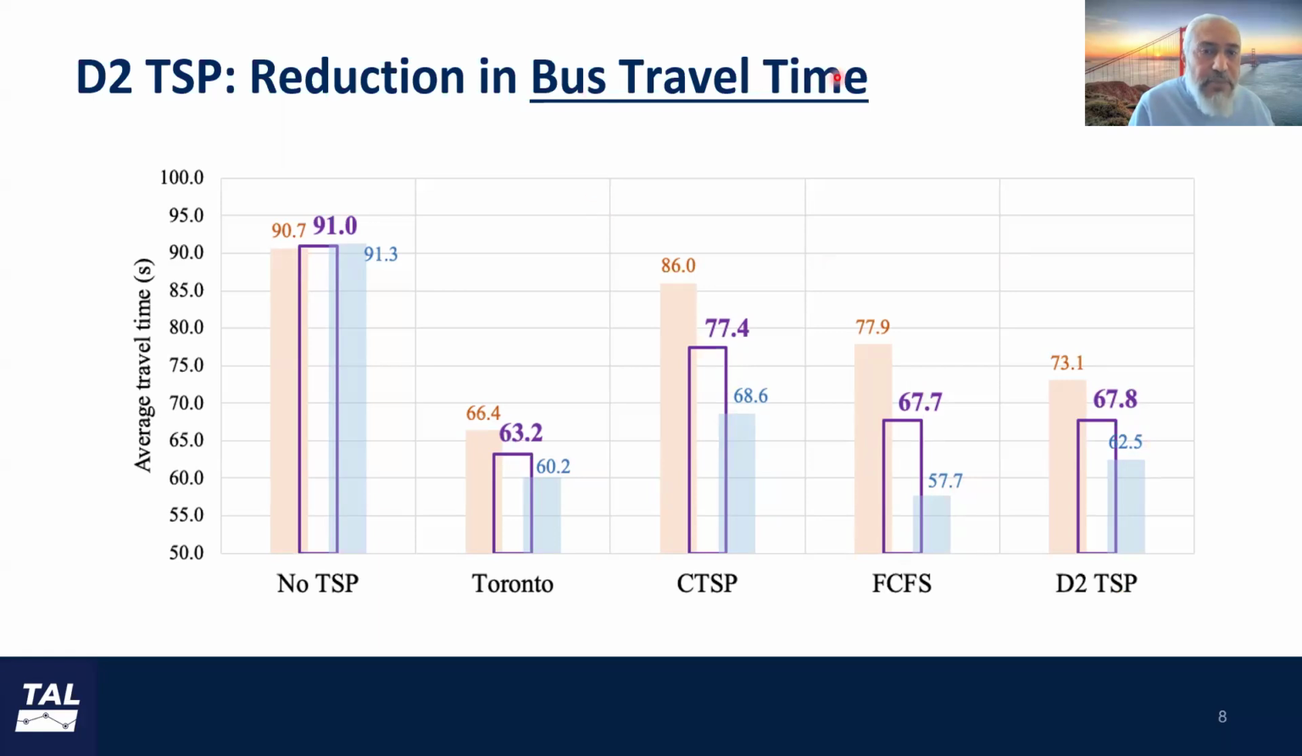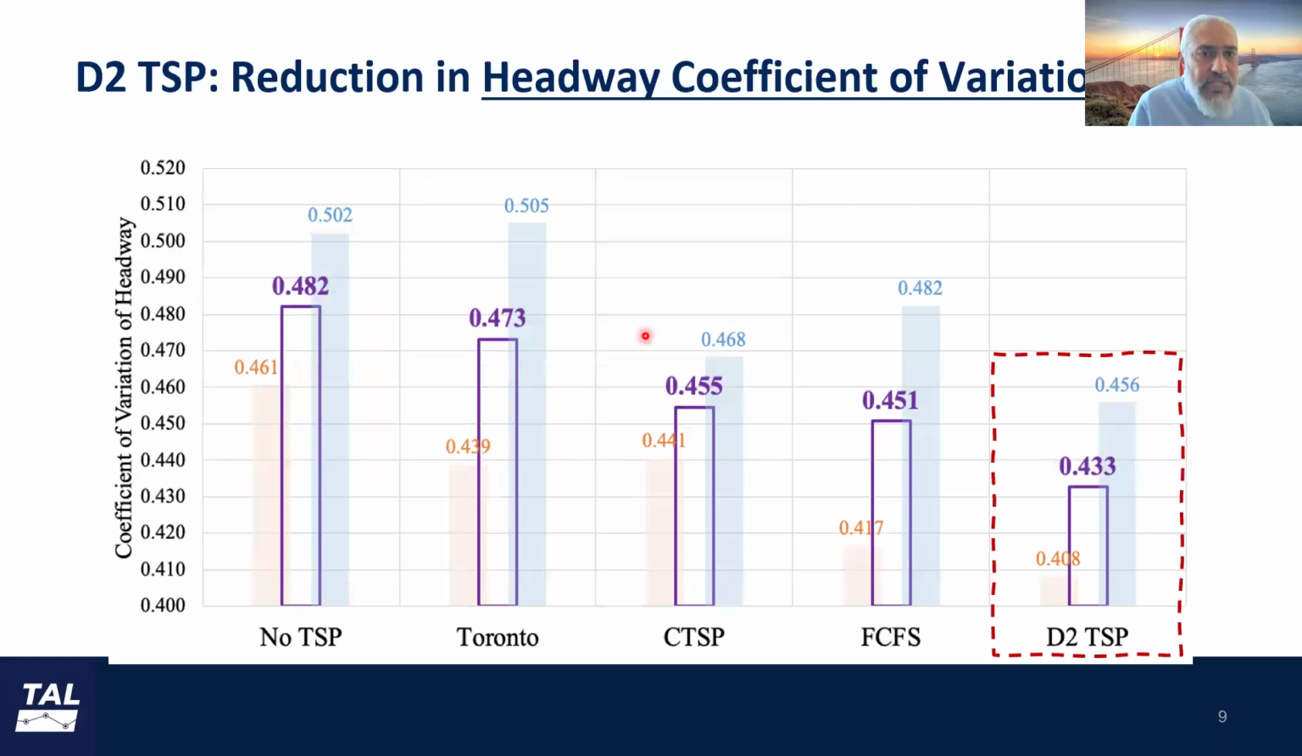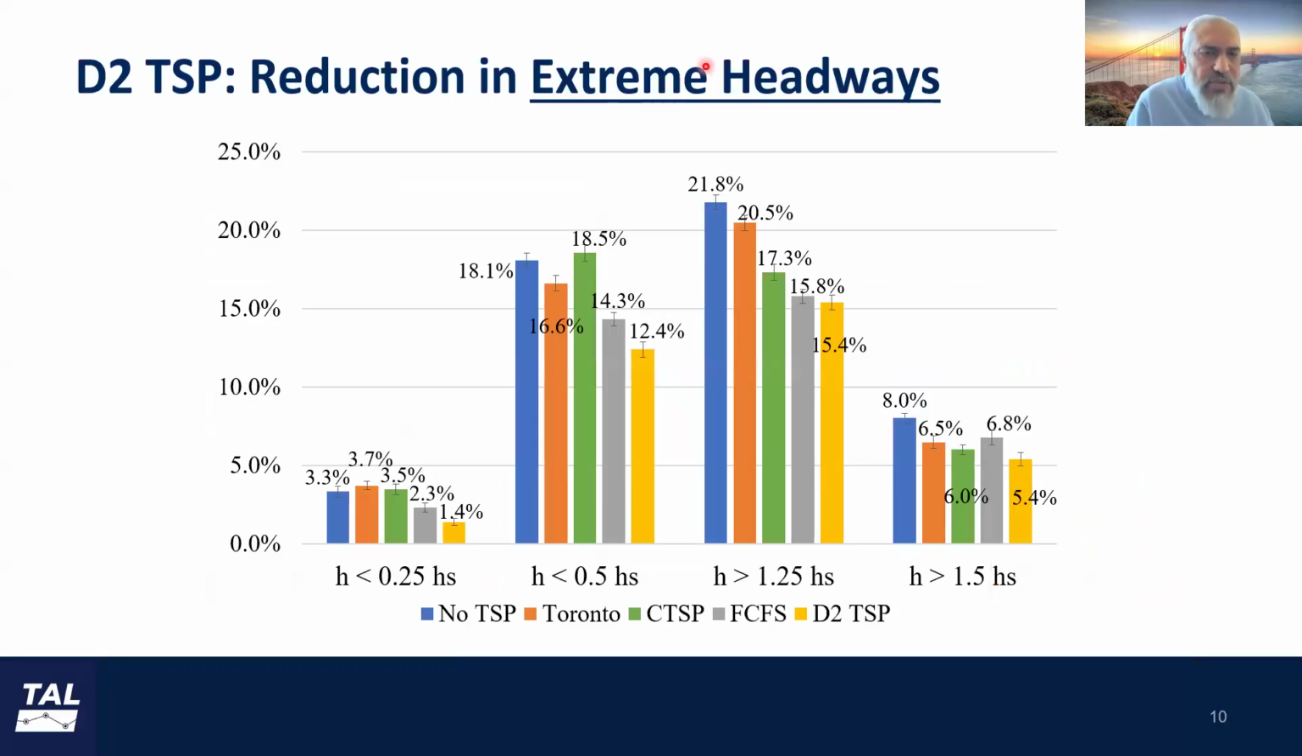When it comes to bus travel time in the priority operating zone, our algorithm does reasonably well compared to the Toronto TSP, which, as I said, is the most aggressive. Where it does well is headway coefficient of variation, because our algorithm specifically tries to regulate the headway. In other words, if a bus is coming a little too close to the previous bus, it doesn't give it priority. It may, in fact, try to delay that bus to build the headway back. So it improves the headway coefficient of variation. And when we look at extreme headways, very short or very long, ours, the yellow bar, has the lowest percentage compared to the benchmarks.